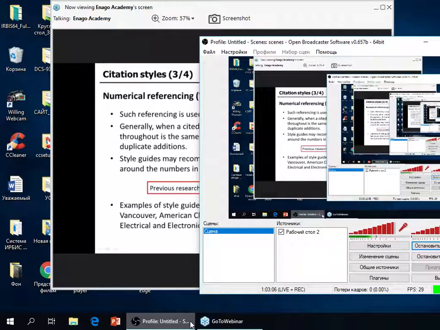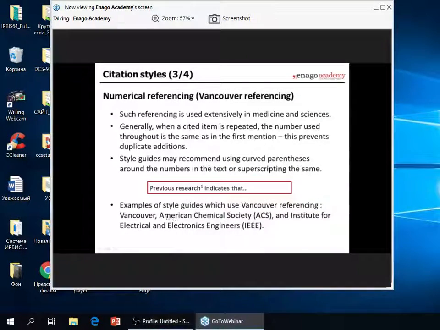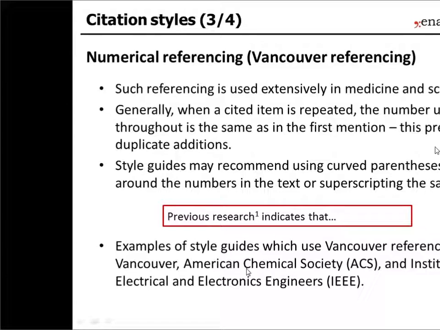As you can see in this particular image, it is superscripted. Examples of style guides which use this kind of referencing include the Vancouver style, the American Chemical Society, and the Institute of Electrical and Electronics Engineers.